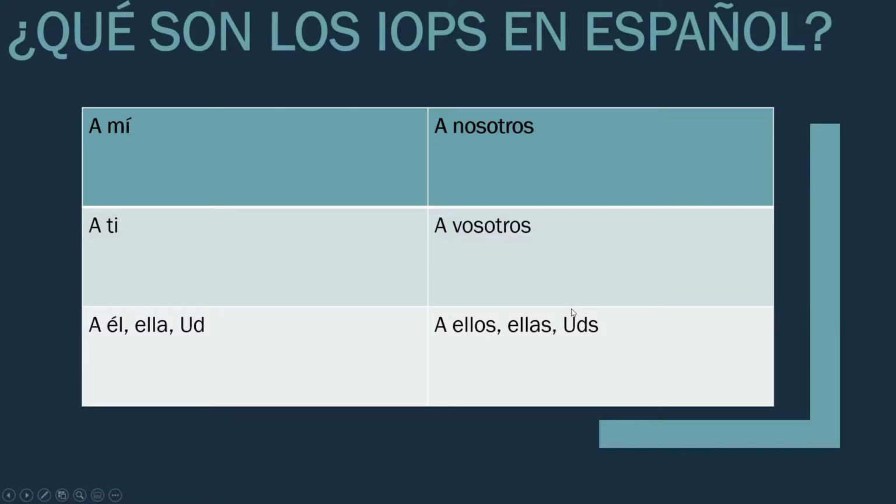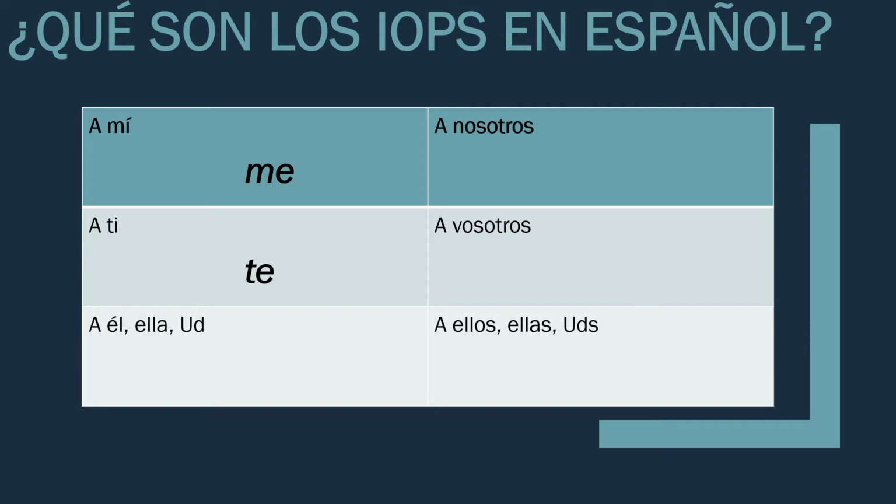I'm going to go ahead and review the IOPs. Remember the IOPs, indirect object pronouns. They tell to whom or for whom. It's indirectly receiving the action of the verb. Okay? If it's for me or to me, you got me. For you or to you, it is te.